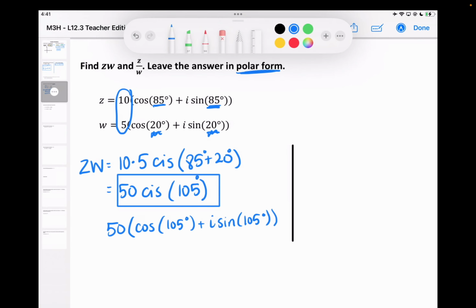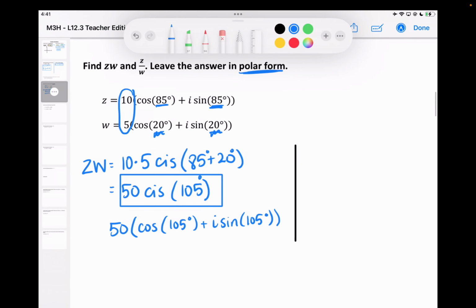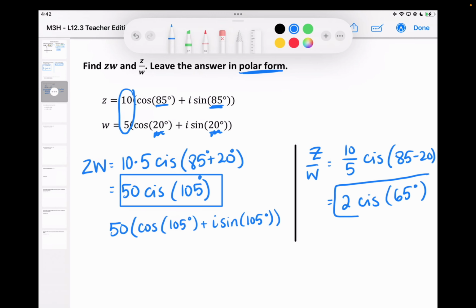Let's do division. So division, I'm going to first divide them. So I've got 10 divided by 5. We'll shorthand it. And then this time we subtract the angles. So 85 minus 20. And I'll keep this one in shorthand. So we've got 2. 10 divided by 5 is 2. And then 85 minus 20 is 65 degrees. And I'll just leave it as shorthand, but that would be our answer.